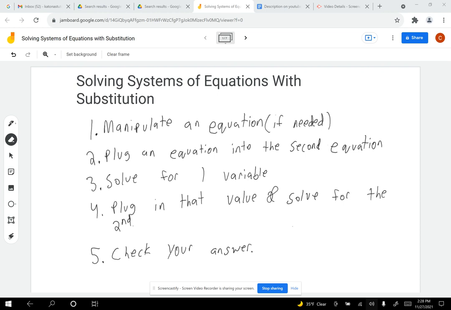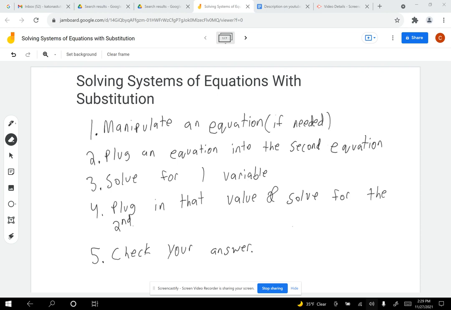So let's look at the step-by-step for solving systems of equations with substitution. Step one is you're going to manipulate the equation, but that's only if needed. As you see examples, it'll make more sense why I put if needed. Number two, you're going to plug one of your equations into the second equation. Then you're going to solve for that one specific variable. Once you have that variable, you're going to plug it into one of the original equations and solve for the second variable. Then lastly, you can check your answer to make sure both x and y are correct.